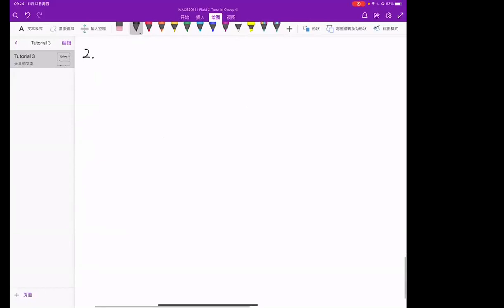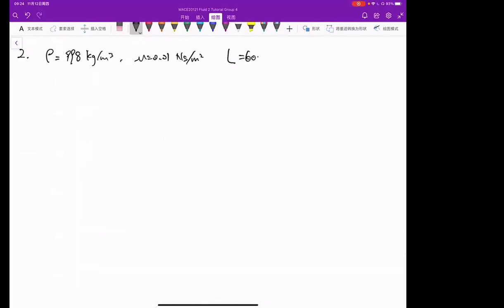So then the second one. We have water, which means rho equals 998 kilogram per cubic meter, mu equals 0.01 newton second per square meter, flowing along a tube which is 600 meters long and has a diameter of 15 centimeters. The flow rate is given, which is 0.06 cubic meter per second. It gives the head loss as 50 meters. So it asks about the roughness in millimeters.